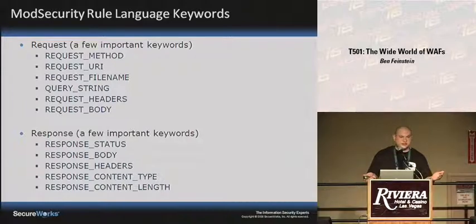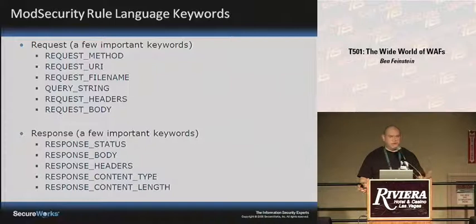You've got your query string, which would be the stuff after the question mark: var equals value and var2 equals value, those kinds of things. You could match against request headers, either the presence or absence of a header, the number of headers, or the value of particular headers. You could also match against the request body. So if it's a POST and you want to look at the URL form encoded content in that request body, you could match on it with that keyword.